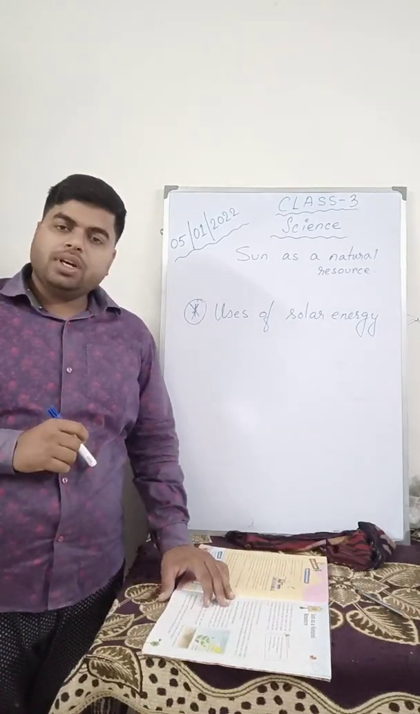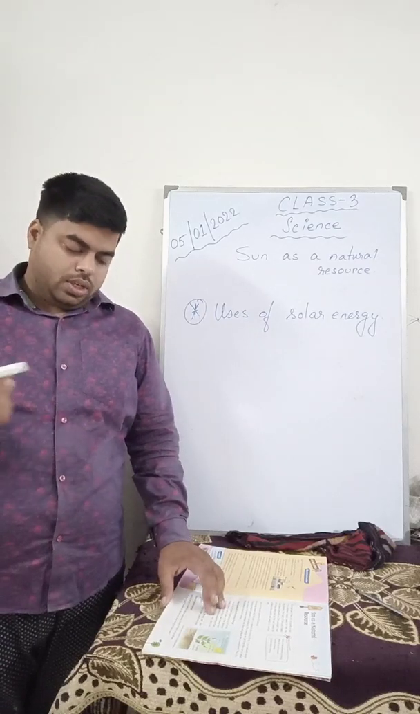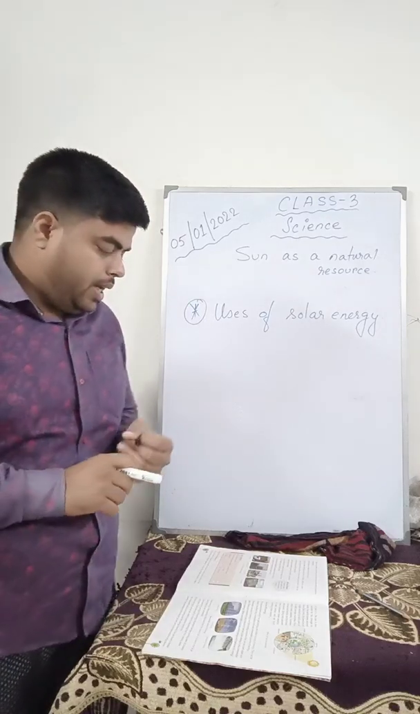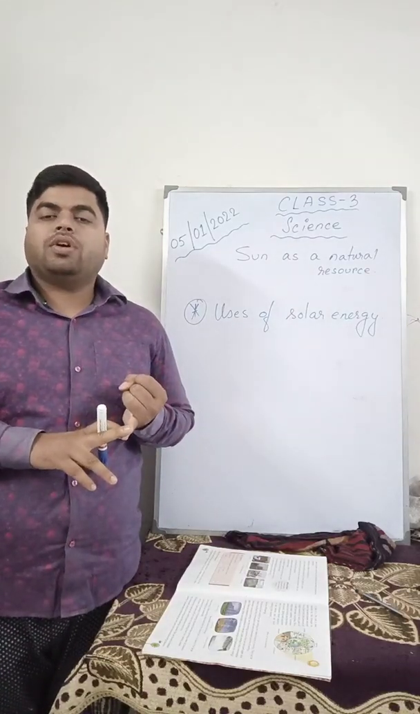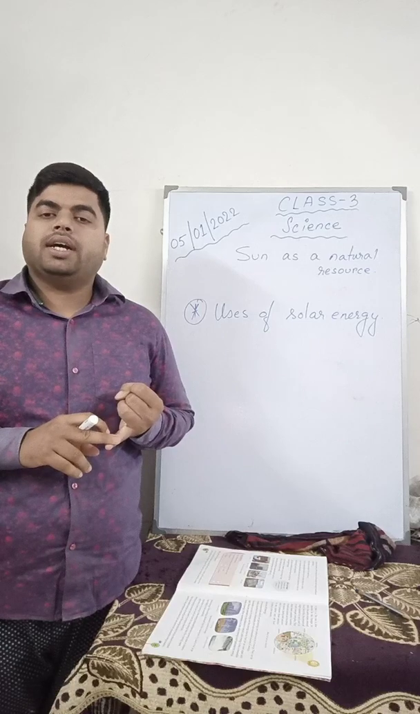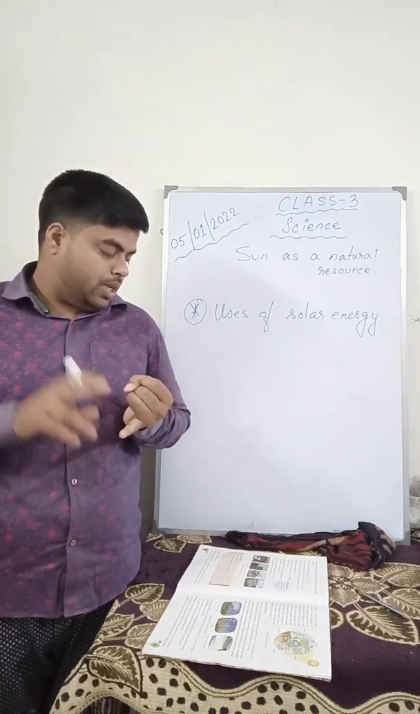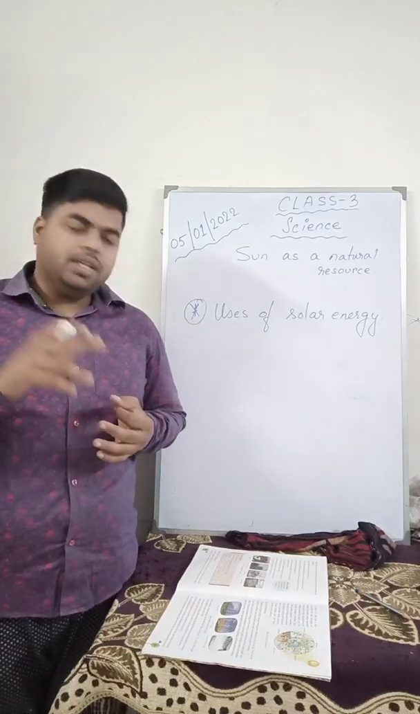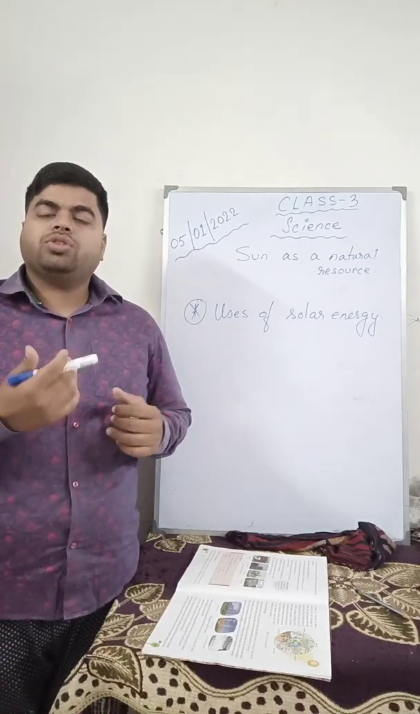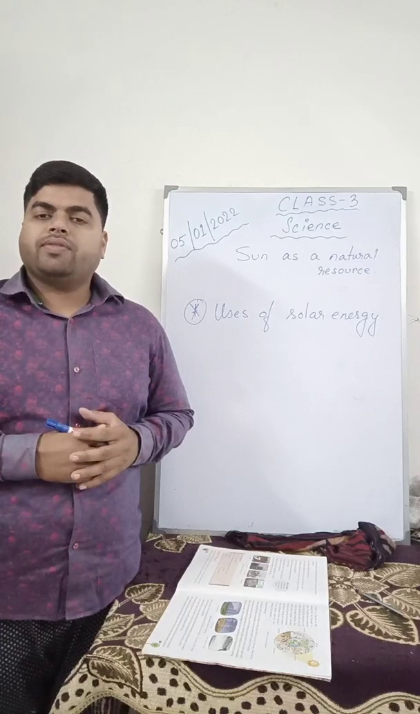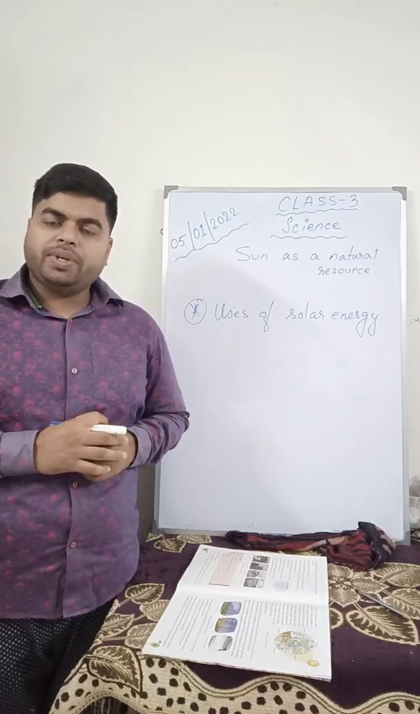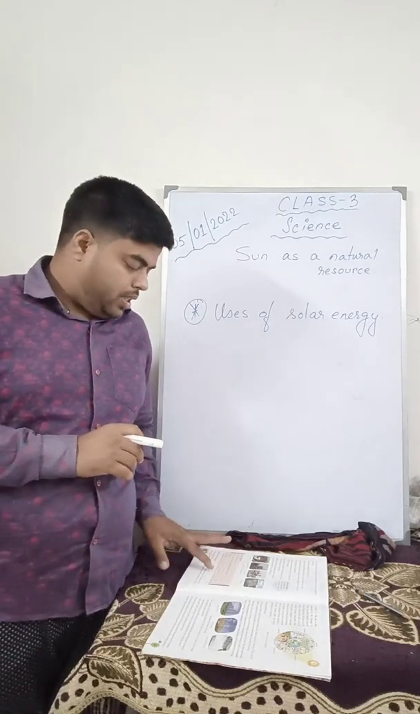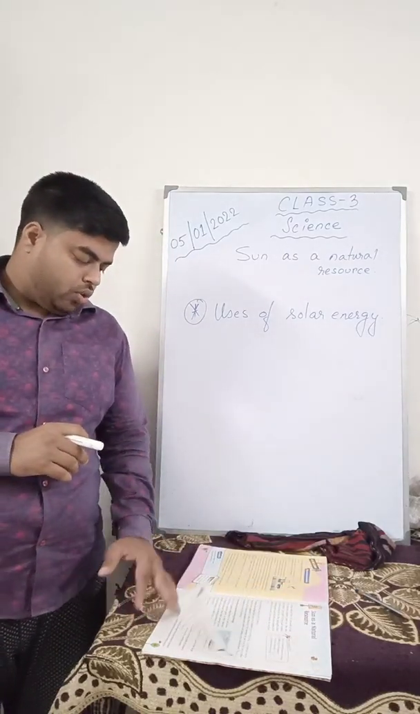Let me revise again. It is used to heat water in the solar water heater or geyser. It is used in the rooftop panel to absorb the solar energy and produce electricity. It is used to dry wet clothes. It is used to dry grains. It is used in agriculture. It is used to dry fruits and vegetables, which will be used for pickles. It is very important for the water cycle. So these are the uses of solar energy.